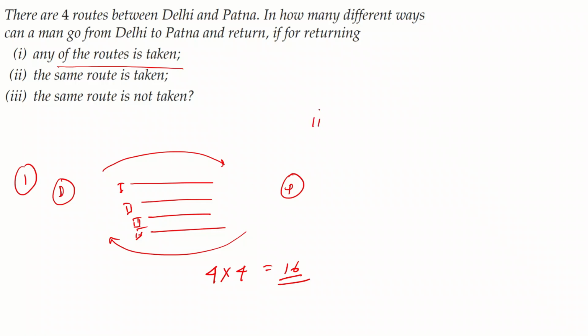Now for question number 2, if he has to take the same route that was taken for his upward journey. So for his upward journey, there were 4 ways in which he could go from Delhi to Patna, either by route 1, route 2, route 3 or route 4. But for his downward journey, he has to take the same path. So say for example, if he has taken route 1 at the time of upward journey, then he has to take the same path, route 1, for his downward journey. So he has only one option left in that case. So that is why he has 4 ways in which he can plan the journey.